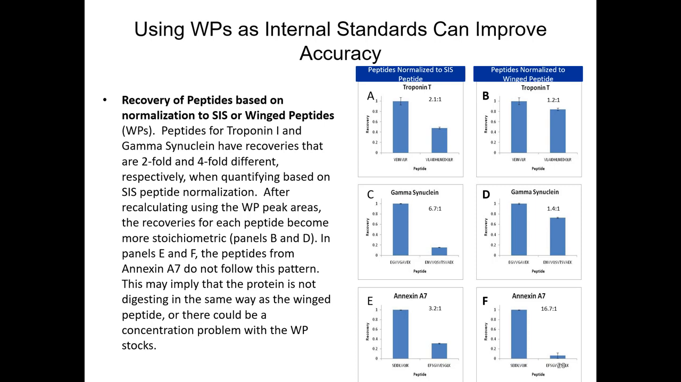Again, if everything was digested properly, thoroughly and completely, we would expect a 1-to-1 ratio of each of these peptides from the protein, because 1 mole of protein will result in 1 mole of this peptide and 1 mole of this peptide, assuming digestion is complete. But it didn't. So we're seeing less of these other peptides, which again doesn't likely point to digestion inefficiency, but when we normalize everything to the winged peptides, we're not really accounting for that in every single case.